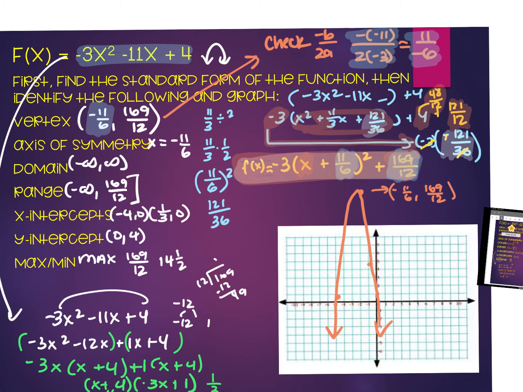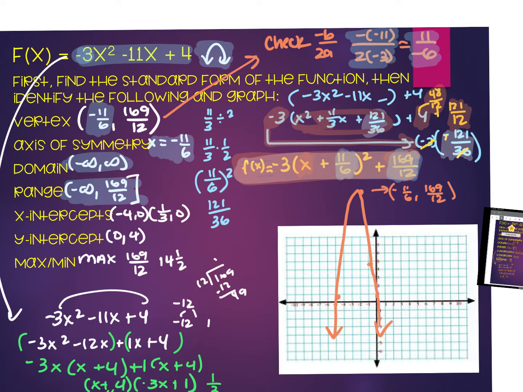Once you get your vertex, your axis of symmetry is x equals h, so x equals negative 11/6. Your domain, you already know the answer to this question no matter what the actual function is. As long as it's quadratic, it's negative infinity to positive infinity. This parabola opens downward because it's got a negative x squared. So our range goes negative infinity up to the k, which is 169/12. And that gets a bracket.